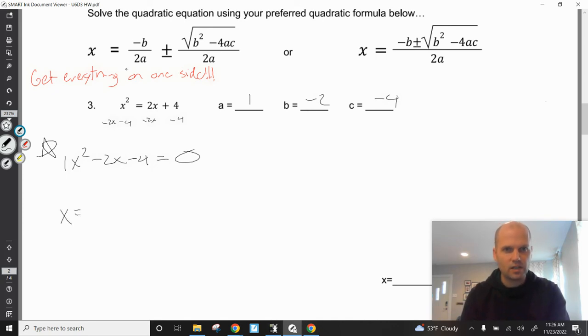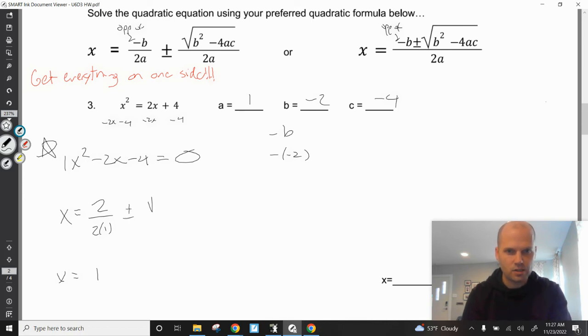I'm going to go back to the one on the left. I got -b. Now let's pay attention. -b would be -2. You really like to say it's the opposite of b. The opposite of b. So if it's -b, but b is negative, that becomes a +2. Over 2a, that turns into a nice 1. So the left side's taken care of.